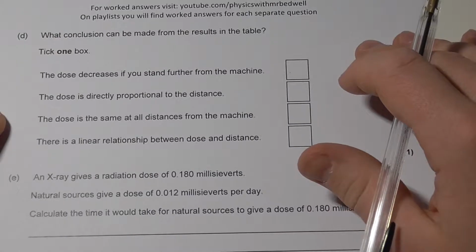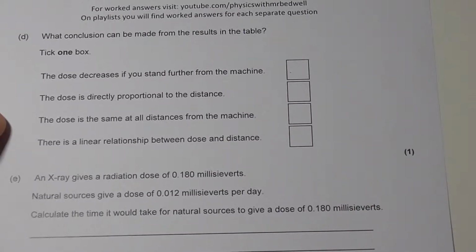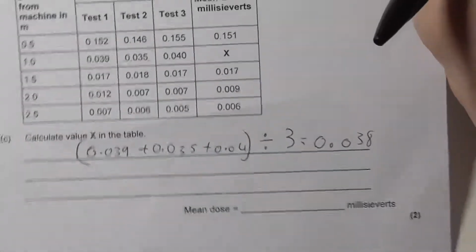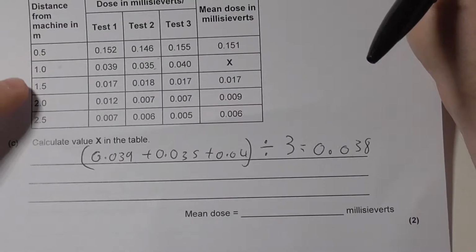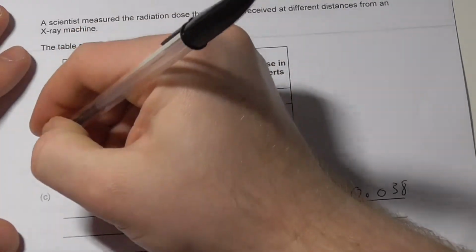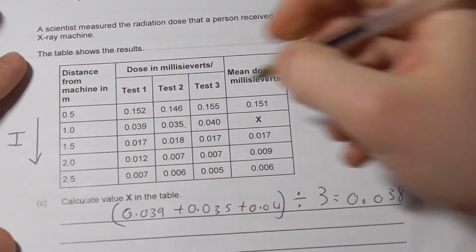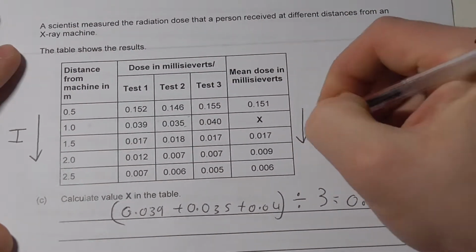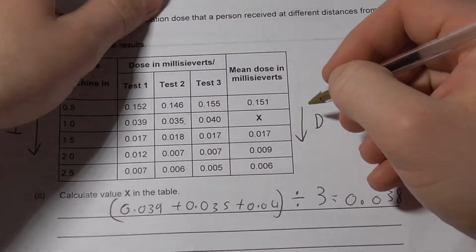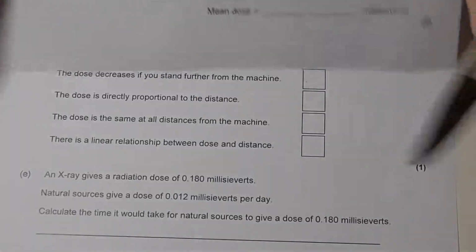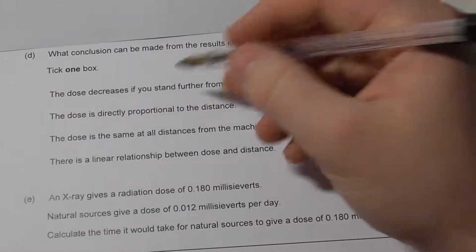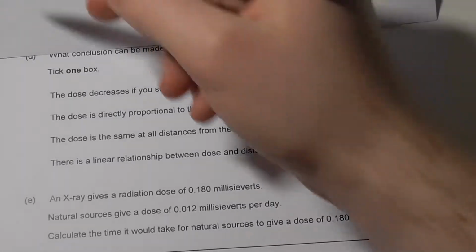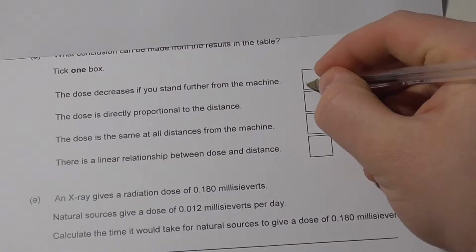So what conclusion can be made from that results table? So we've got our results table. As the distance increases, so as you go down the table, the dose decreases. Let's see if that is one of our answers. As distance increases, dose decreases, if you stand further away. Yep, so it's the top one there.